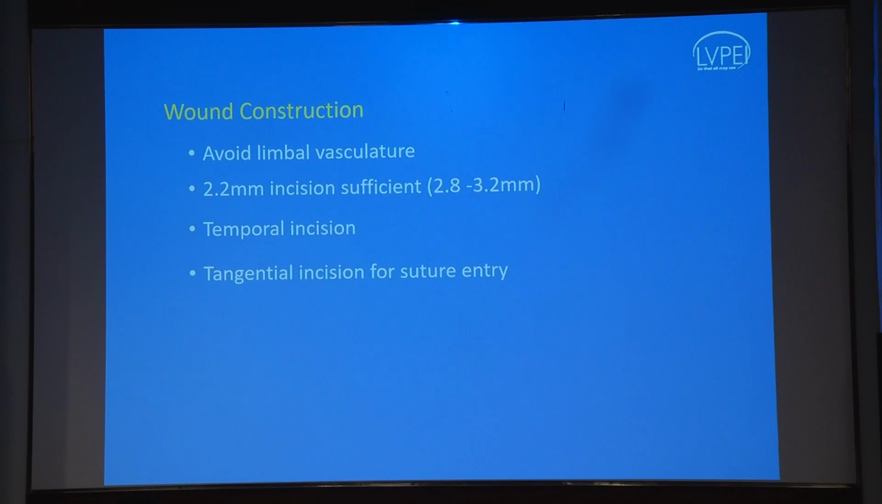And when done with cataract surgery, a 2.8 to 3.2 millimeter incision is more than enough. When done as a standalone procedure, even people do it with a 15-degree blade or an MVR, which is less than 2 millimeter incision, to do a GAT procedure. A temporal incision is preferred. And when I say tangential incision for suture entry, I'll show you in the next video how it actually helps.